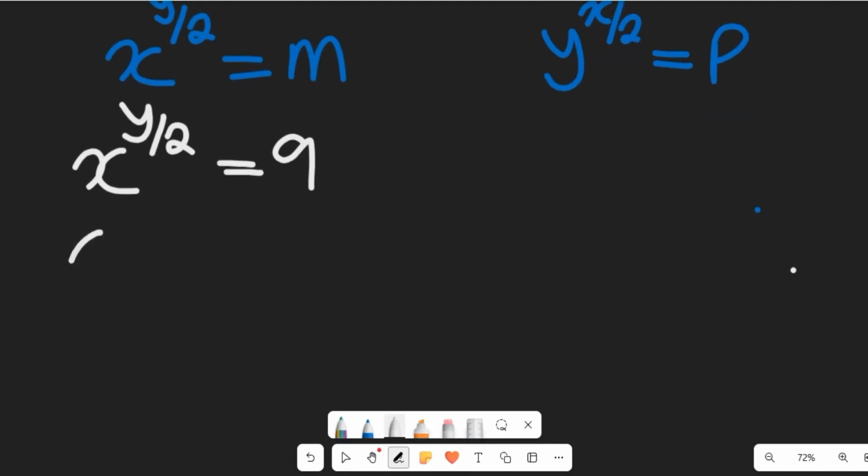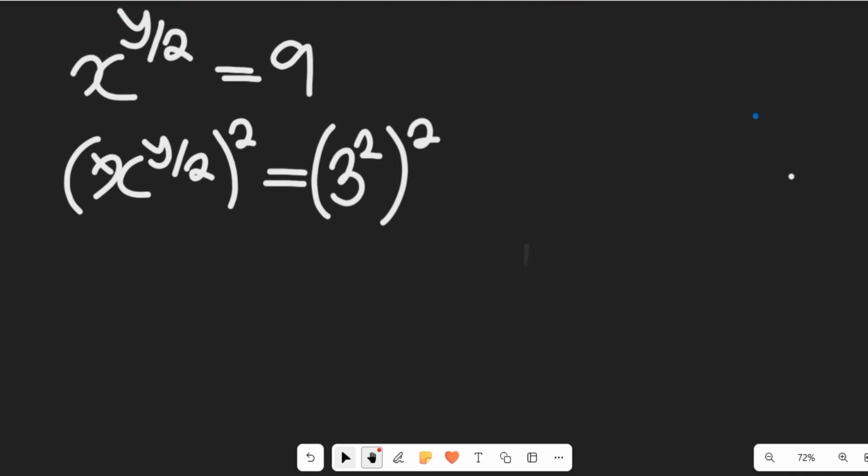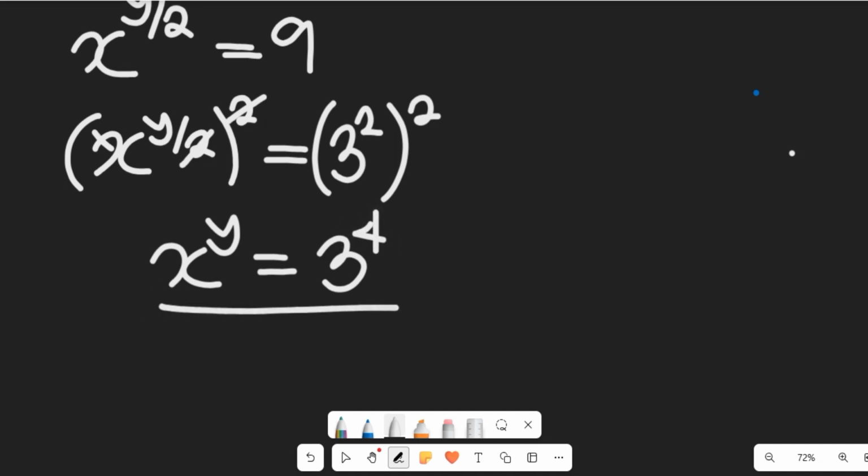Make we start by taking the square of both sides. So if I get x to the power of y divided by 2, if I take am square, this one go dey equal to, remember, this one na 3 square, and 3 square go be wetin? Go be square. So wetin this one go give me na, this one go cut this one, and then we go get our x to the power of y to dey equal to 3 to the power of 2 times 2 go give us 4. So this look like one simple answer wey we don get.